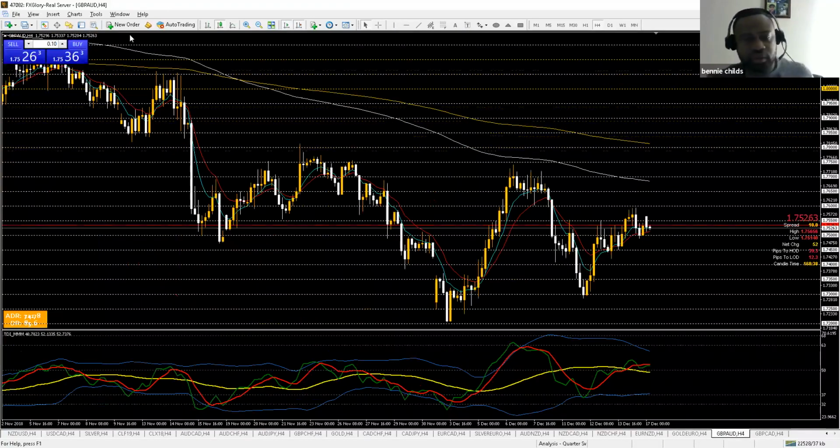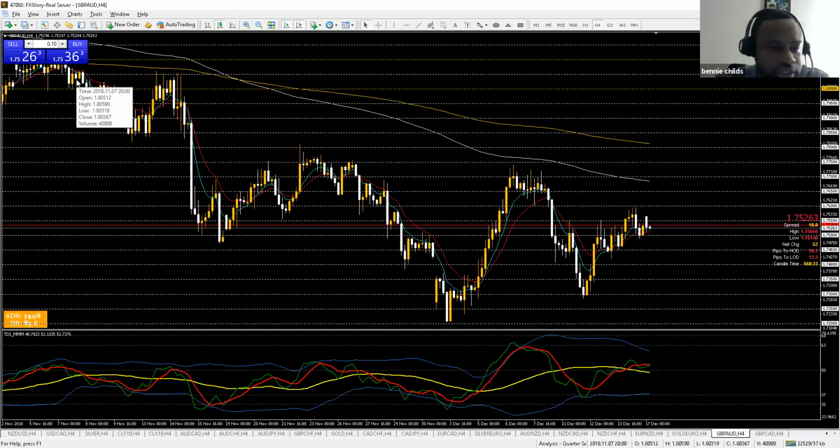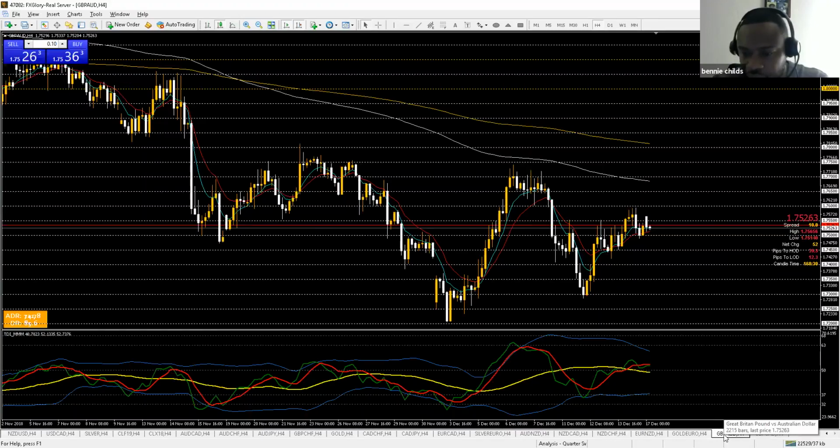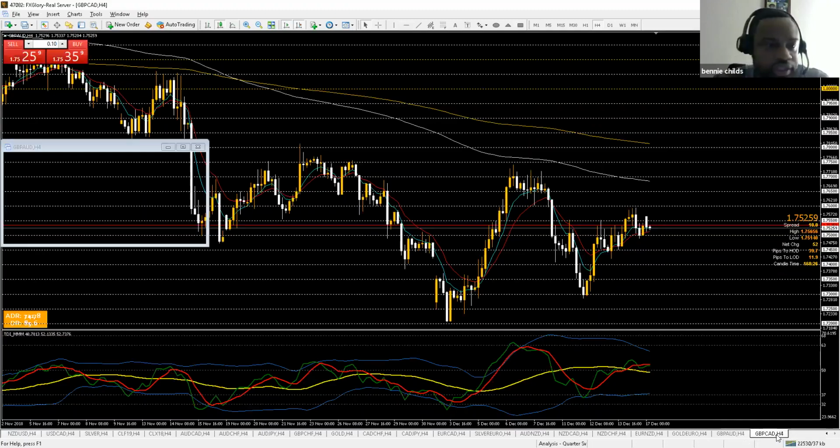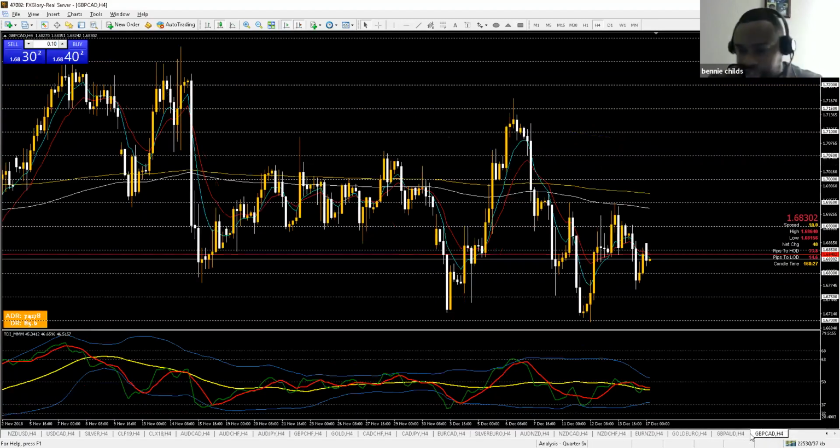This is really not one of the pairs I want you guys trading right now. Yep, it's only 10 pips. So the GBP Australian dollar, we really don't have a signal here. And the GBP CAD, yep, this is one of the ones. This is only 10 pips. Really nothing here.